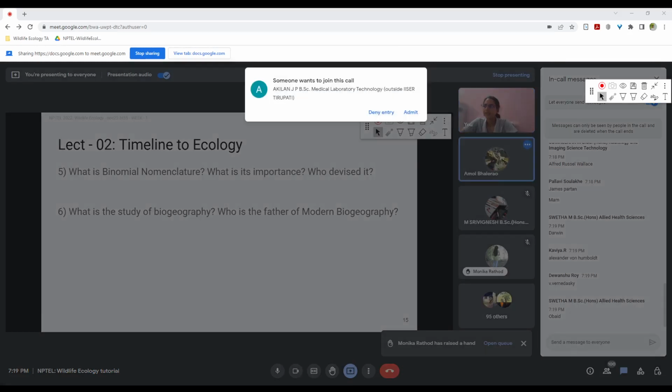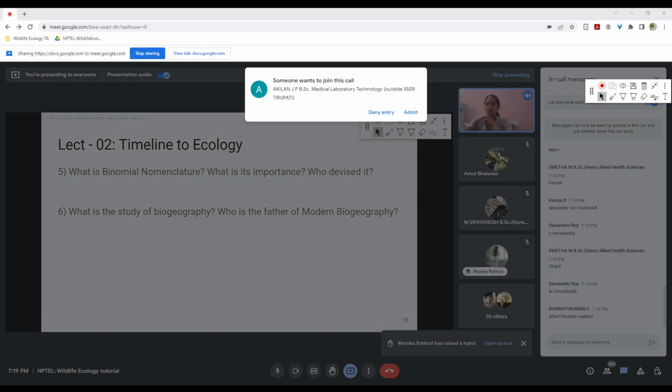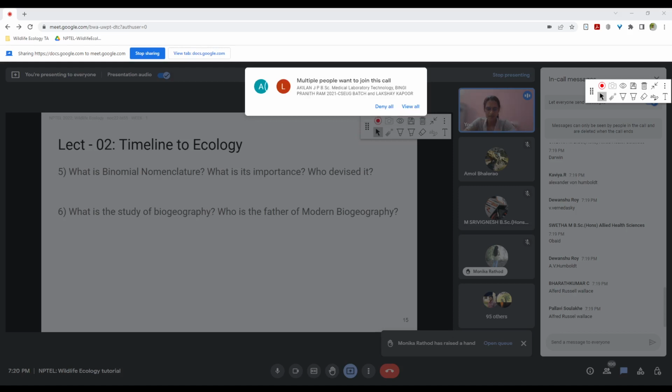Humboldt, ma'am. Yeah, right. It is Alexander von Humboldt. A lot of people are getting confused with Wallace, but Wallace was a contemporary of Charles Darwin, and he was also heavily involved in the theory of natural selection and its tenets along with Charles Darwin. But Humboldt is the correct answer. Humboldt is known as the father of modern geography and biogeography.